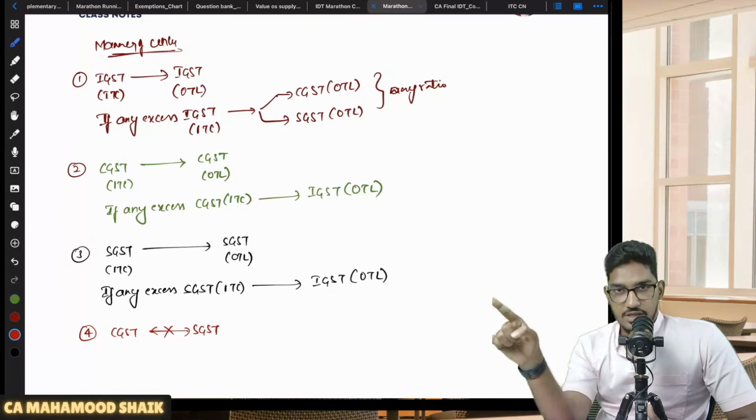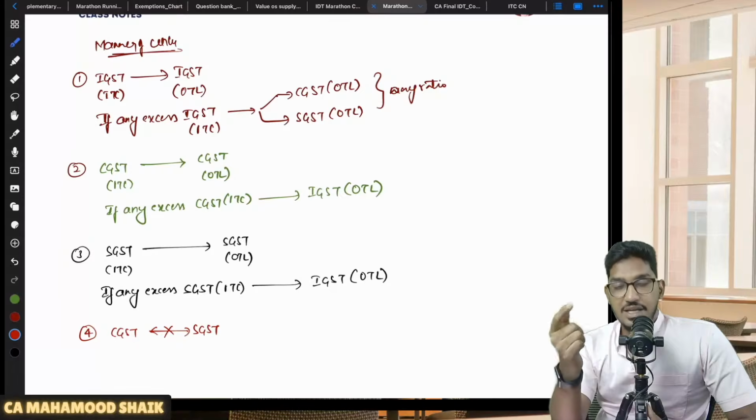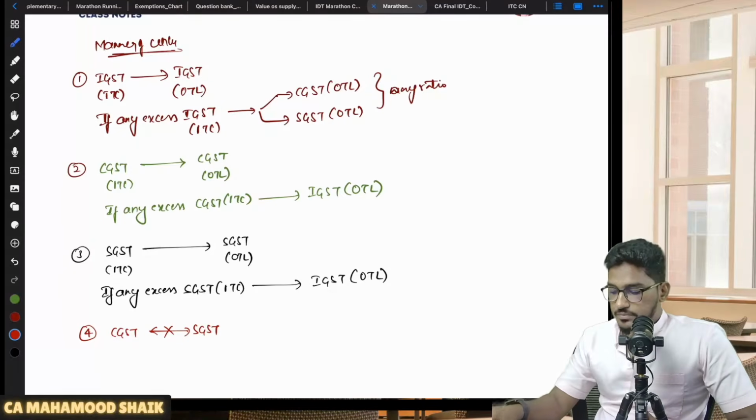CGST must be used for CGST. If any excess is left out, you can use it for IGST. If after that also excess is left out, carry it forward. Then you come to SGST. SGST must be first used for SGST. If after that any excess is left out, you have to use it for IGST. If after that also any excess is left out, you have to carry forward. Okay, so this is the manner of utilization of input tax credit.